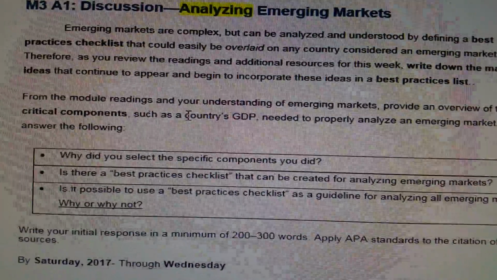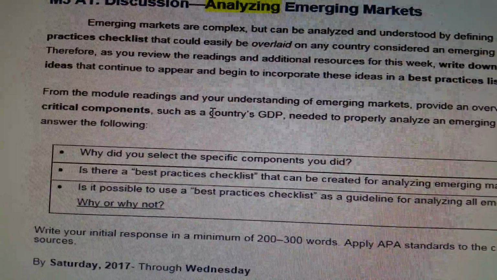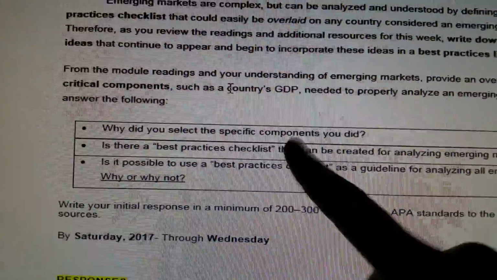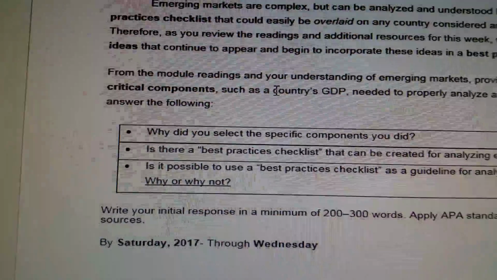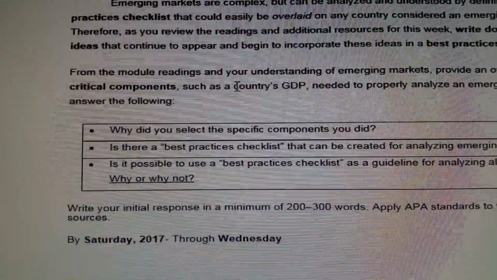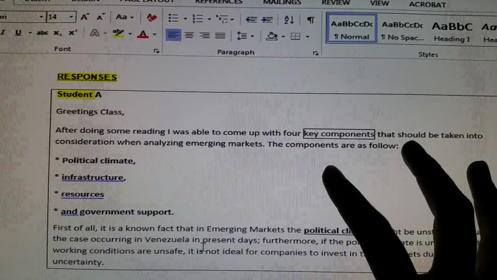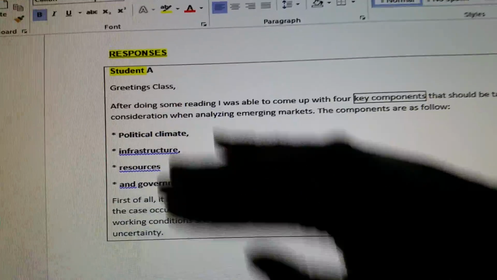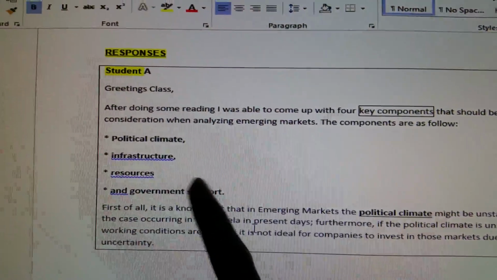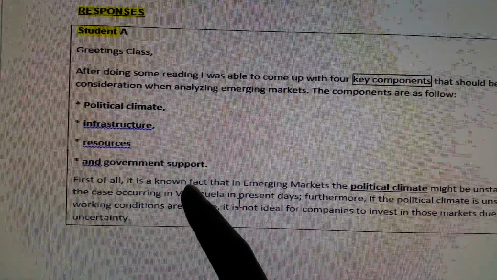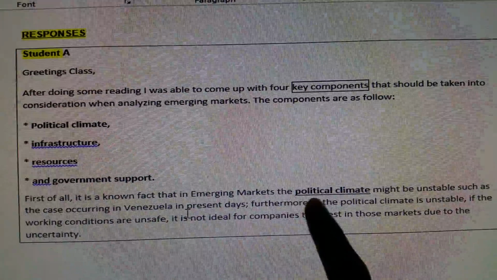Okay, why did you decide to select that evaluation criteria? Specific components, why that especially? Is there actually a best practices checklist? Is it suitable, yes or no? In general terms, notice that I made some changes to the formatting, so it's clearer here. We have some key components: political climate, infrastructure, what type of resources, and government support. Okay, political climate.